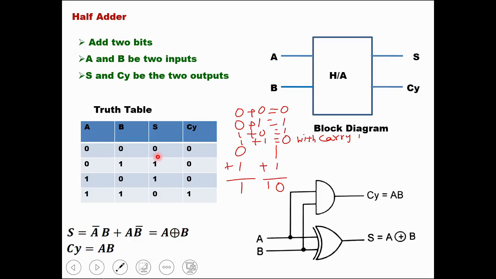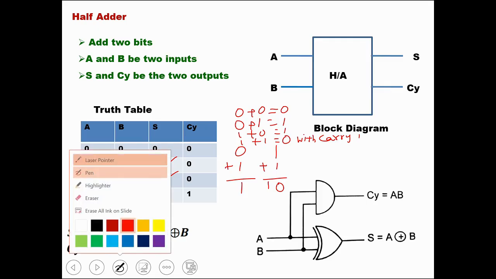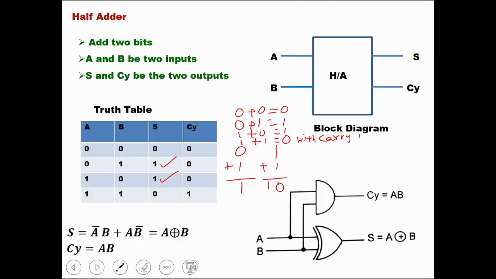So in this case, we are having two outputs which have 1. That means two rows which have 1 outputs. So for the first output, the product term is A is equal to 0 and B is equal to 1. So A is equal to 0 means we have to take A bar, B is equal to 1 means we have to take B as it is.